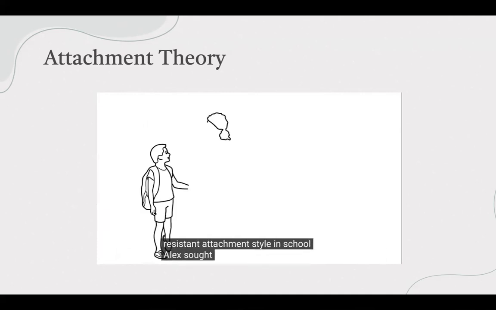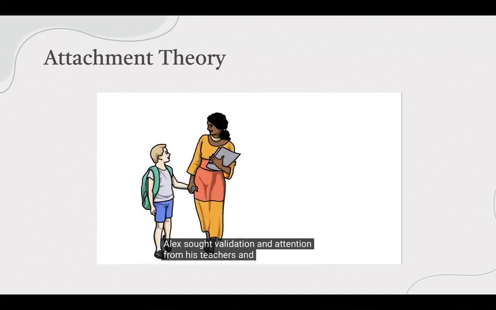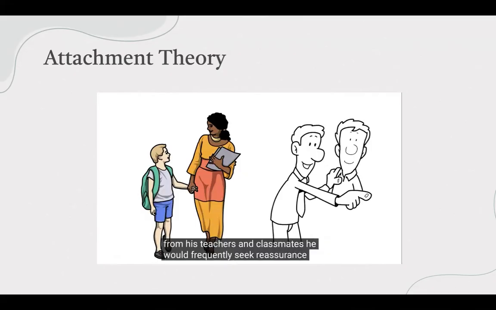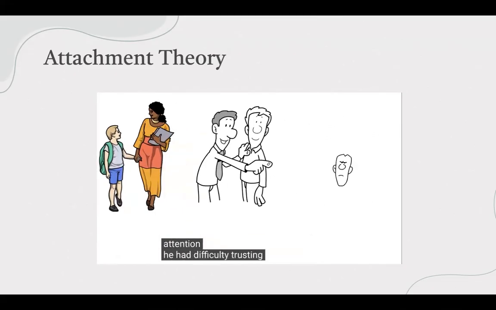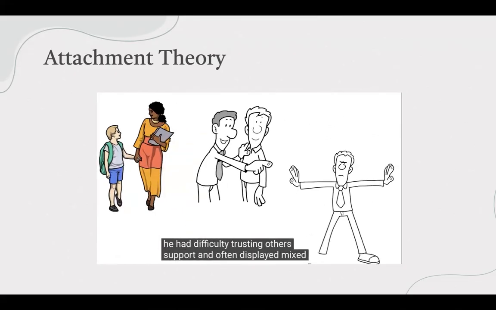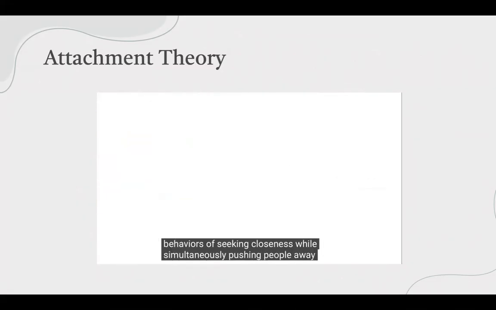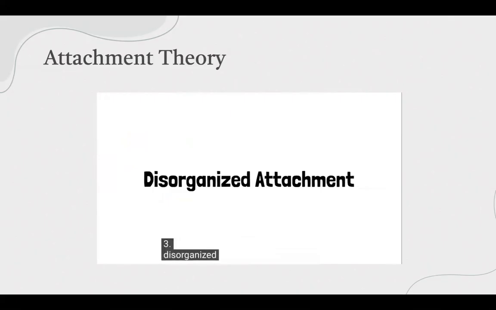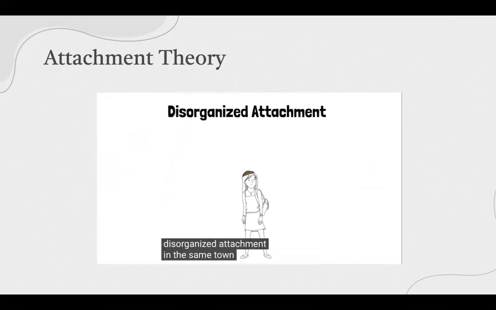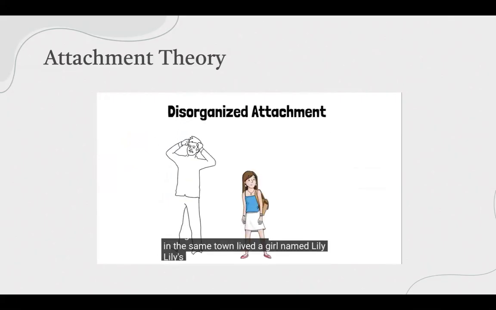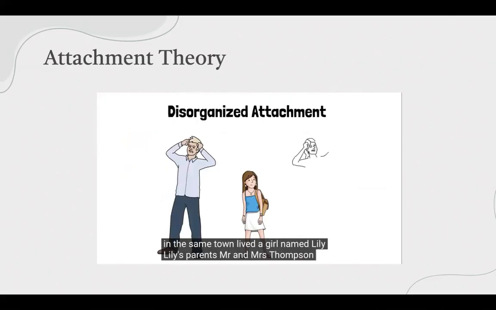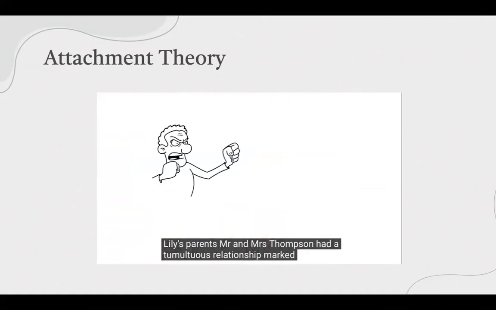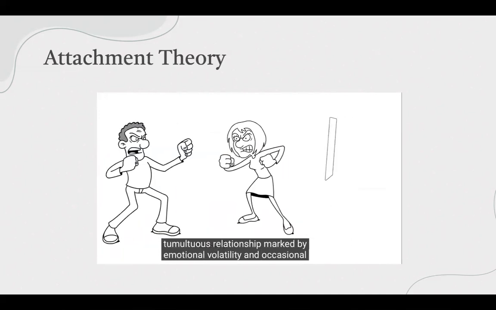In school, Alex sought validation and attention from his teachers and classmates. He would frequently seek reassurance and approval from his peers, often feeling insecure if he wasn't the center of attention. He had difficulty trusting others' support and often displayed mixed behaviors of seeking closeness while simultaneously pushing people away. 3. Disorganized attachment. In the same town lived a girl named Lily. Lily's parents, Mr. and Mrs. Thompson, had a tumultuous relationship marked by emotional volatility and occasional outbursts.